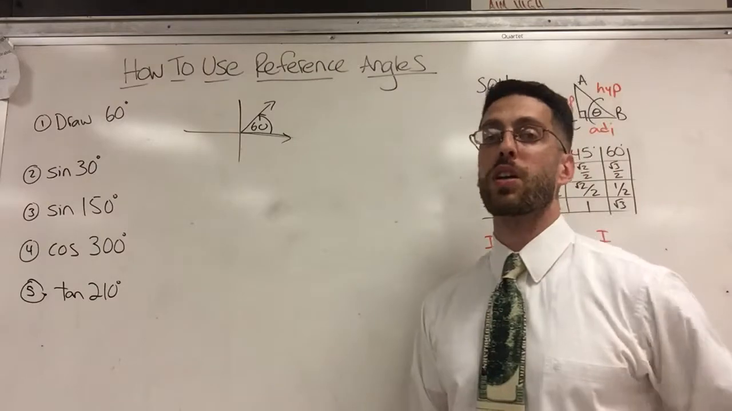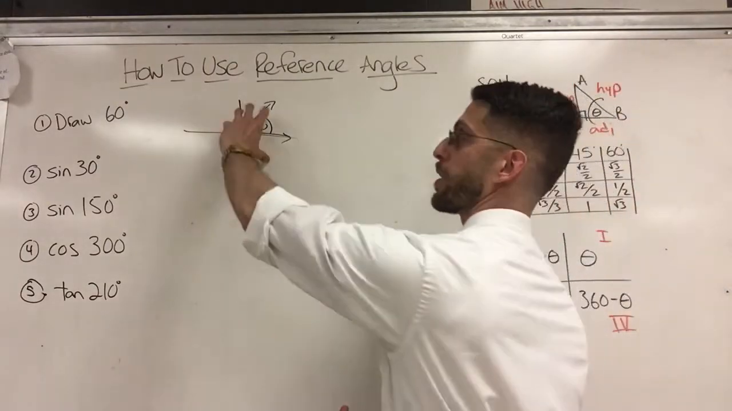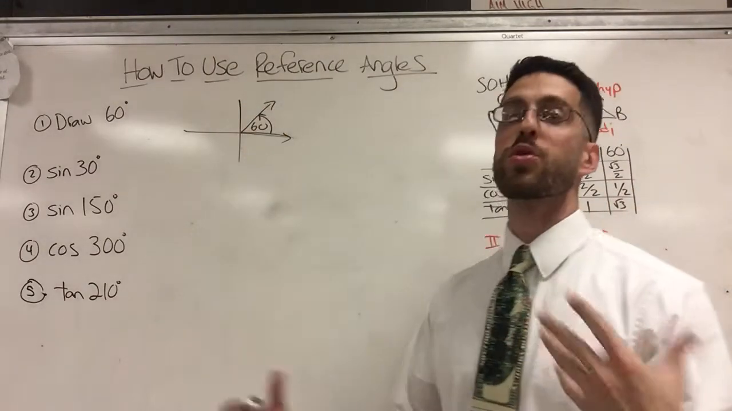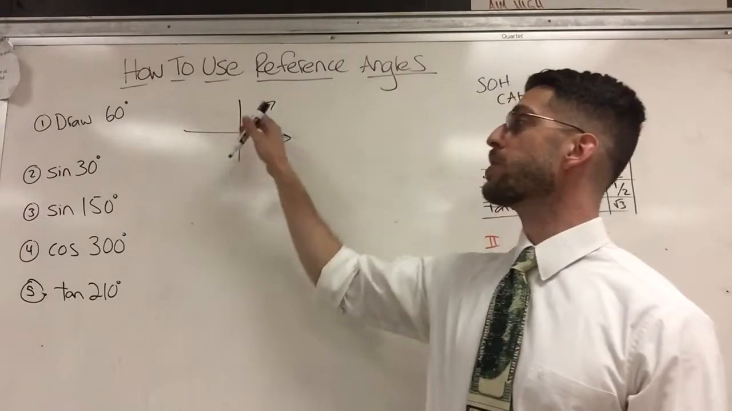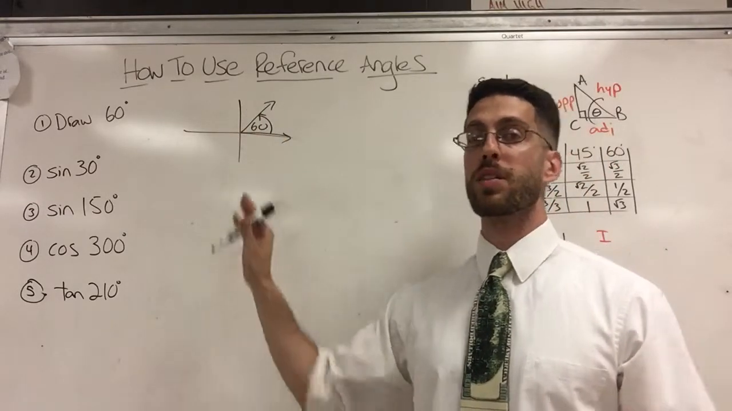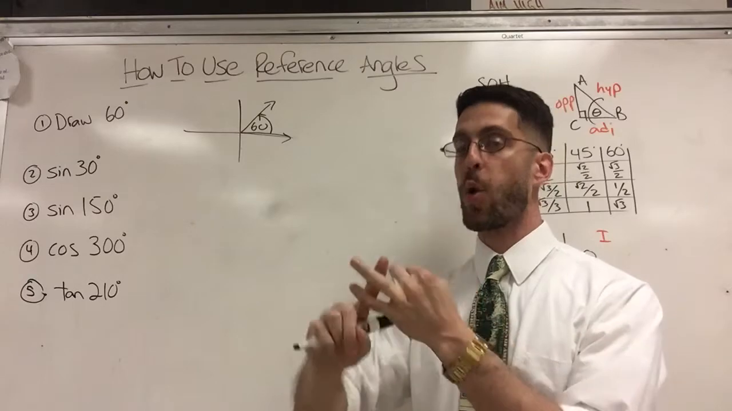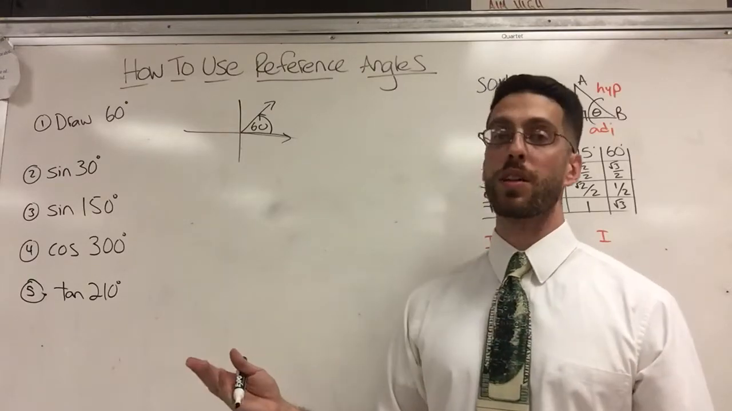Notice I didn't use a scale. I could have easily put a protractor here and measured it exactly, but you just want to get an estimate of what it looks like. So 60 degrees makes sense to me. It's fine. It's an acute angle. It's in quadrant 1, and that's all I need to know.